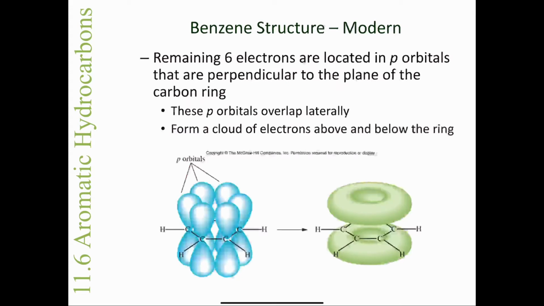The current model of the structure of benzene is based on the idea of overlapping orbitals. Each carbon is bonded to 2 others by sharing a pair of electrons. Each carbon atom also shares a pair of electrons with a hydrogen atom. The remaining 6 electrons are located in p orbitals that are perpendicular to the plane of the ring. These p orbitals overlap laterally to form a cloud of electrons above and below the ring. Because of the cloud of electrons above and below the ring, there is an even charge distribution over the entire molecule. This allows benzene to exist as a flat, planar molecule.